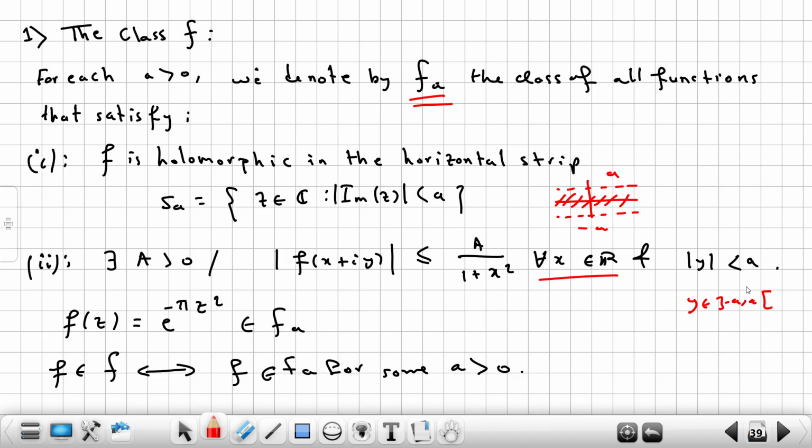In other words, f belongs to F_A if and only if f is holomorphic in S_A, and f has moderate decrease on each horizontal line Im z equal to y, uniformly of course for y belonging to (-A, A). For example, this function belongs to F_A for all A positive. Finally, f belongs to the class capital F if f belongs to capital F_A for some A positive.